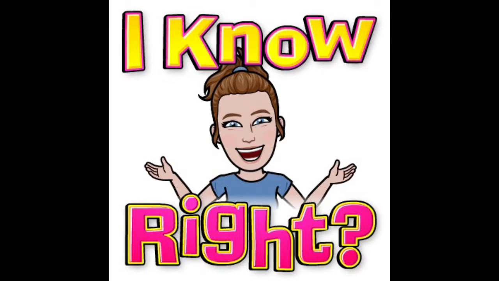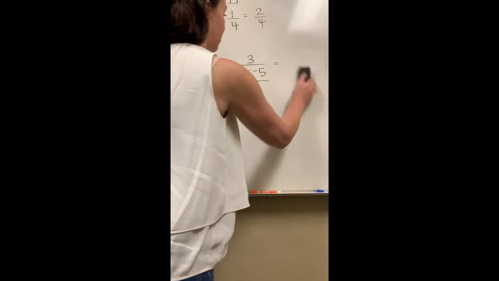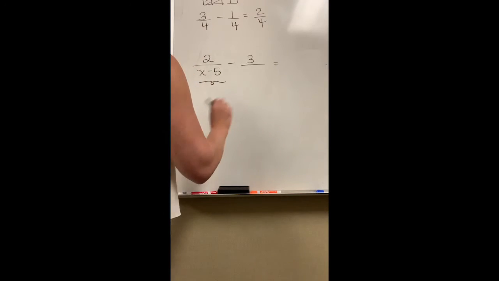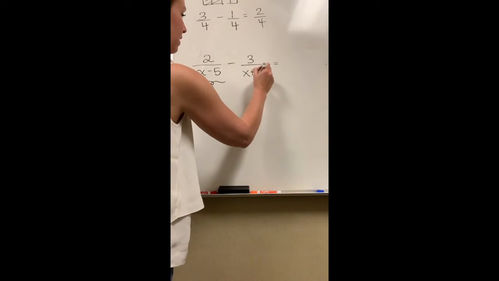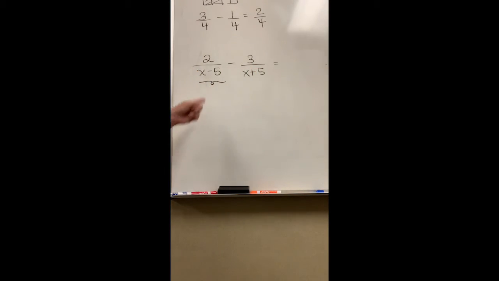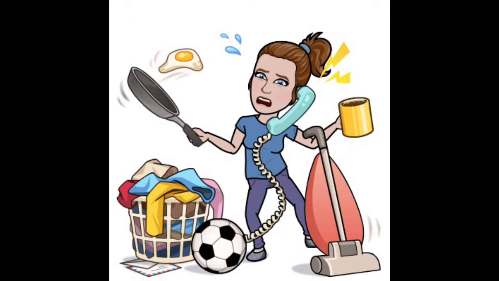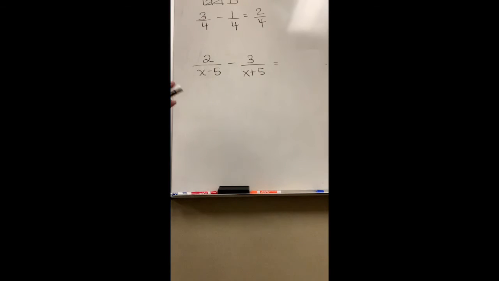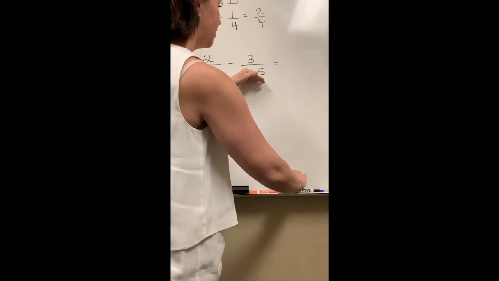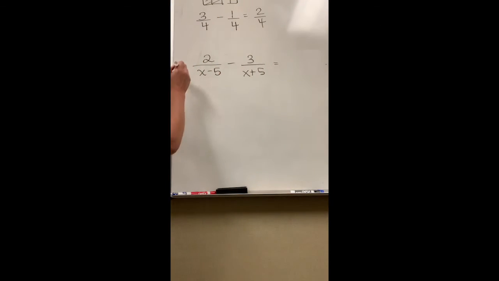Where it gets a little bit tricky is what if you don't have like denominators? So what if I switch this to x plus 5? They're really close. We got an x minus 5 and an x plus 5, but they have to be exactly the same in order to do our subtraction. So then I'm going to do some rewriting to get them to be the same. So if this has an x plus 5, this one needs to have an x plus 5.